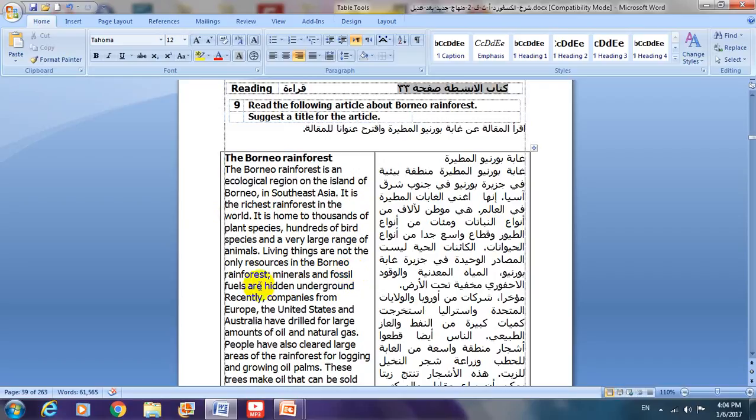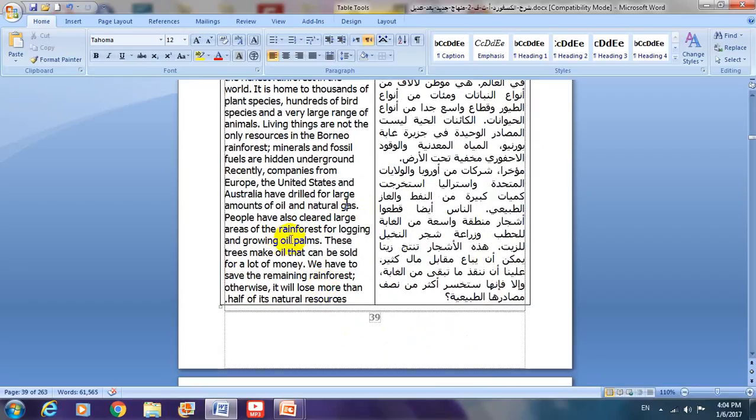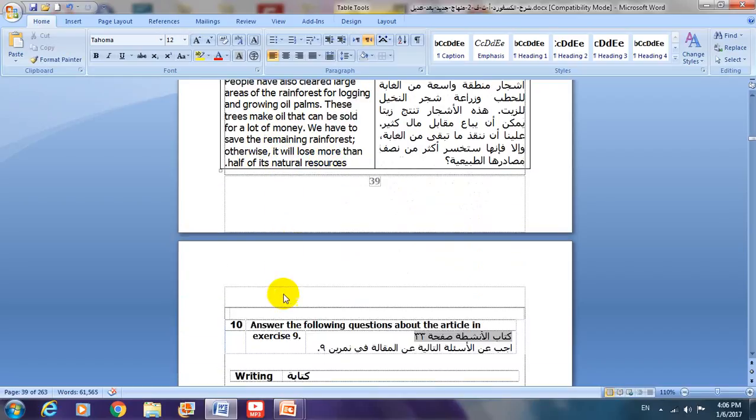Minerals and fossil fuels are hidden underground. Recently, companies from Europe, the United States, and Australia have drilled for large amounts of oil and natural gas. People have also cleared large areas of the rainforest for logging and growing oil palms. These trees make oil that can be sold for a lot of money. We have to save the remaining rainforest, otherwise it will lose more than half of its natural resources.